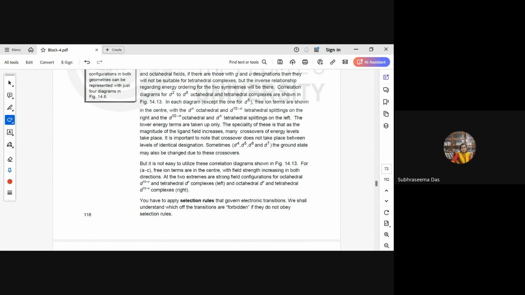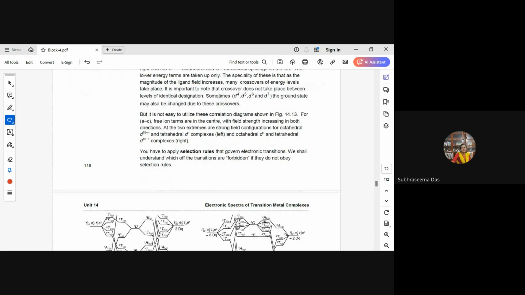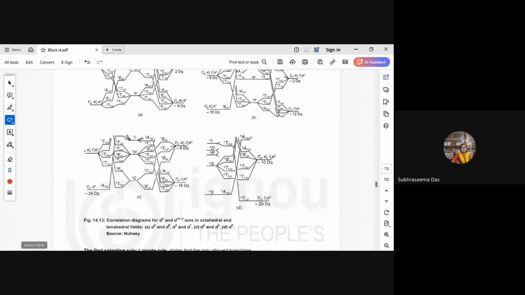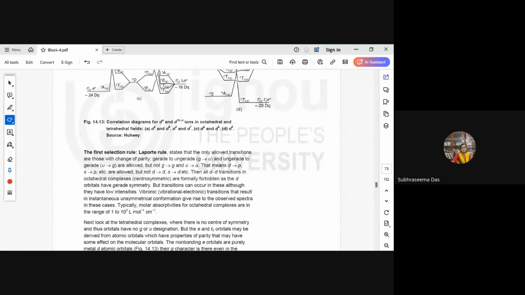The selection rules deal with the forbidden transitions and the allowed transitions. Here in figure 14.3, some correlation diagrams have been shown. First we'll start with the first selection rule, called the Laporte rule. It states that only those transitions are allowed which occur with a change of parity. That is, g to u is allowed, u to g is allowed, but g to g and u to u are not allowed.